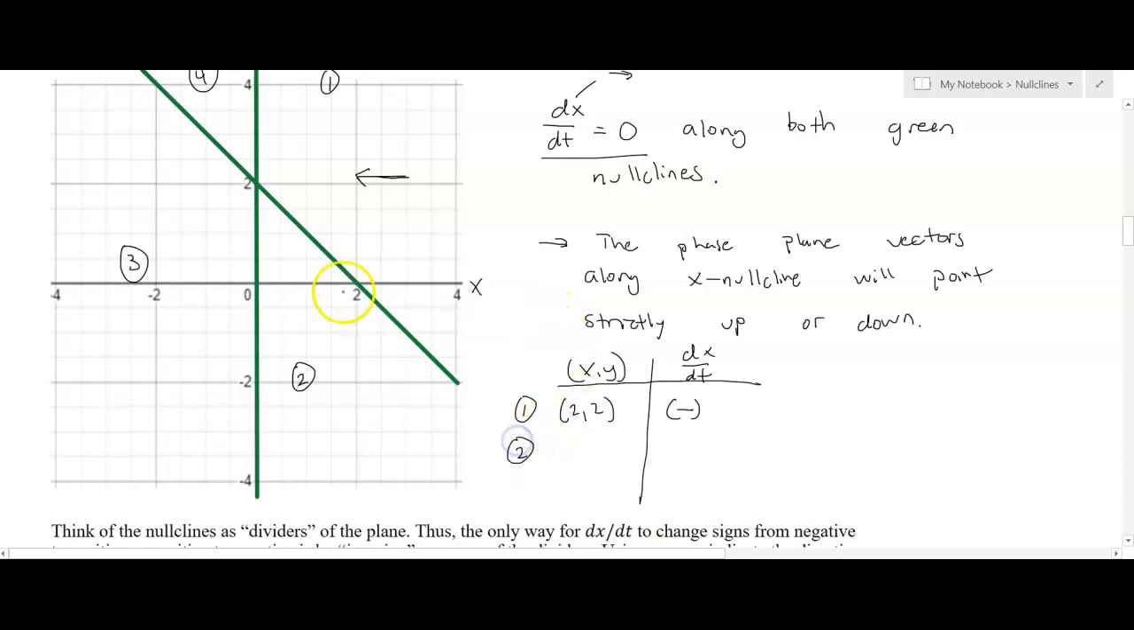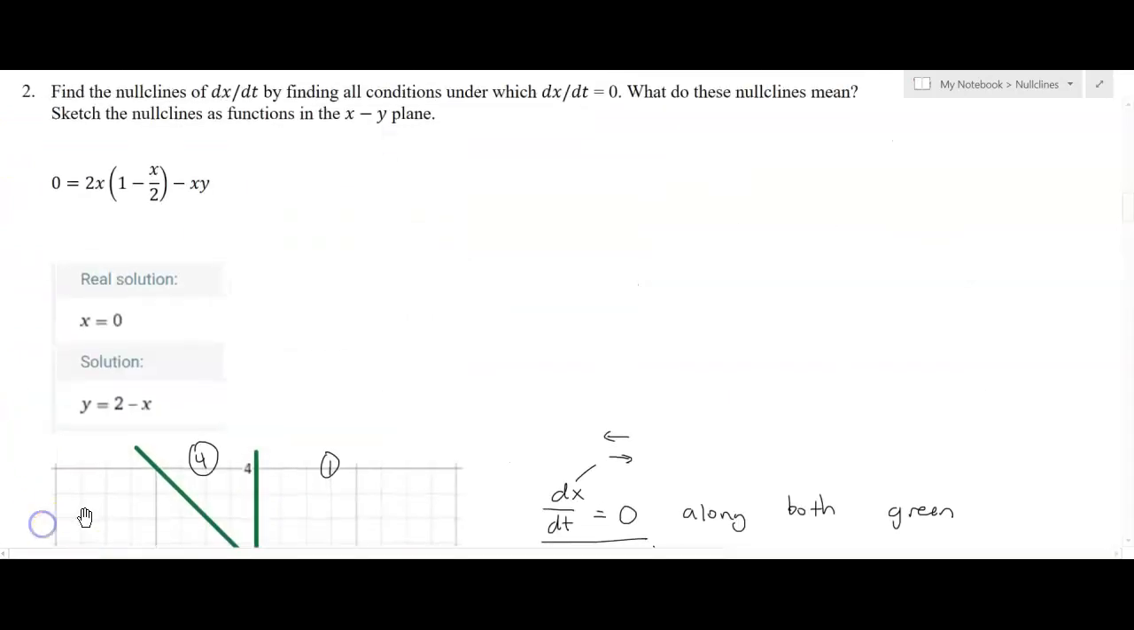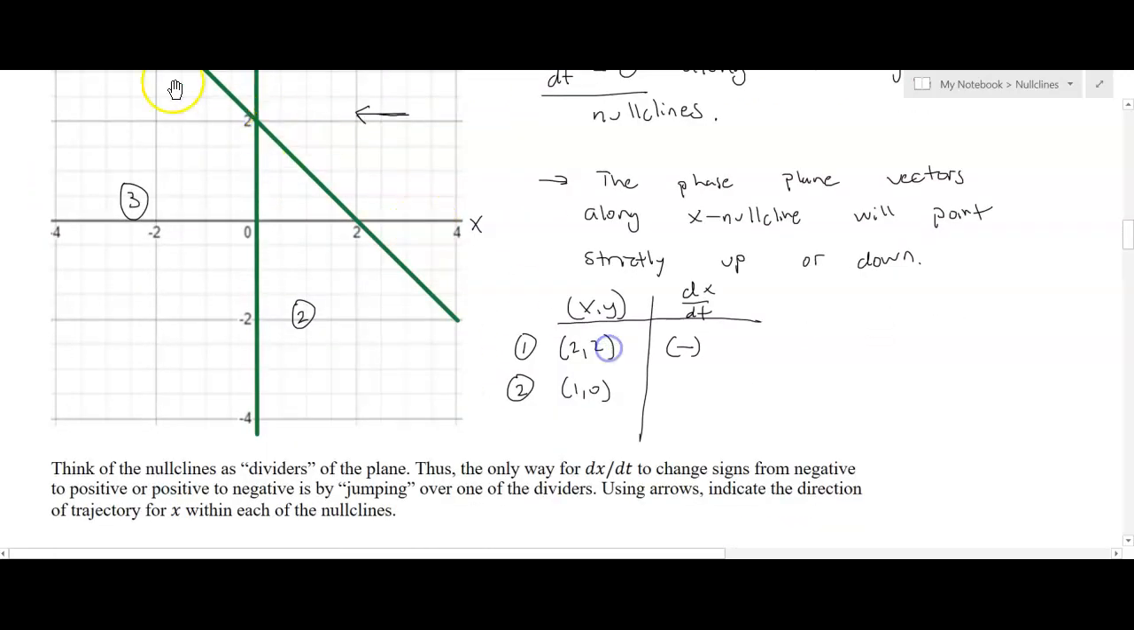Now we'll do the same thing for region 2. Let's pick a point down here. I like the point (1, 0). That looks good to me. It's an easy point to plug in. If I plug in 1 for x and 0 for y, I'll have 2 times (1 minus 1/2). That'll be a positive number. You can even see that the signs switched when I jumped over one of the nullclines. Since negative means x is decreasing and positive means x is increasing, all the vectors in this portion of the phase plane will have right-facing vectors.